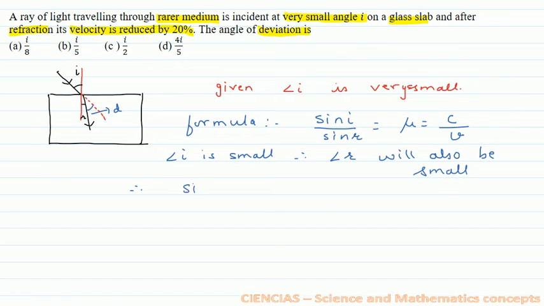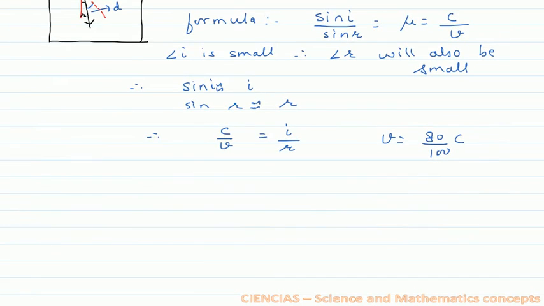Therefore sin I is nearly equals to I and sin R is nearly equals to R. Therefore our formula will be C upon V is equals to I upon R, and V is 20% reduced, so it is 80% of C. 20% less means we are left with 80%. So now we see the solution for this question.